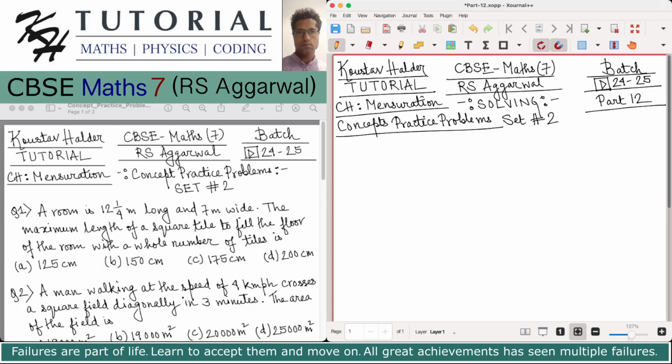Question number 1. Question number 1 says that a room is 12 and 1/4 meter long and 7 meter wide. The maximum length of a square tile to fill the floor of the room with a whole number of tiles is.